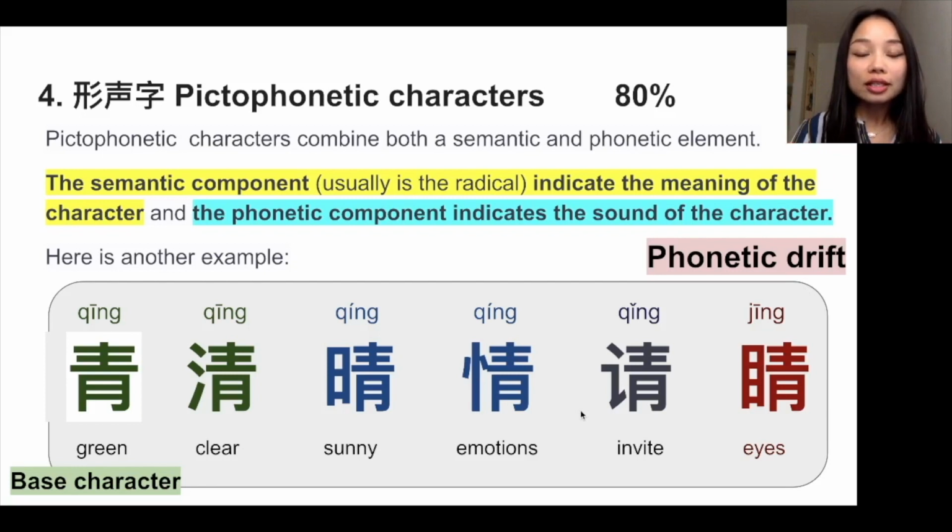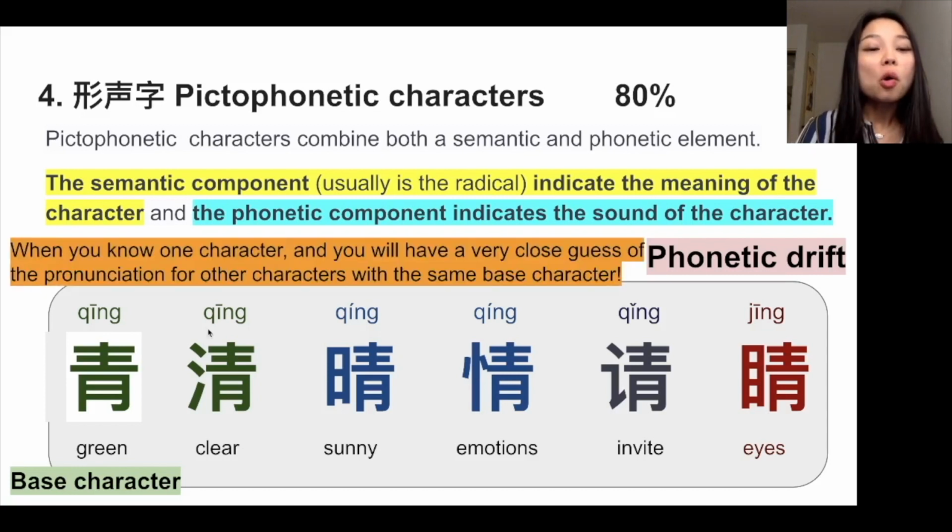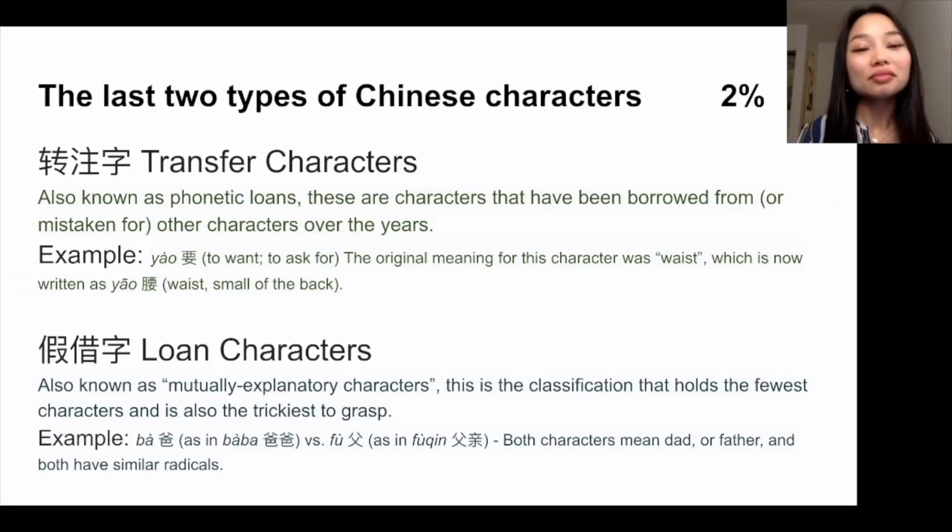So when you look at this, what's the benefit of knowing what type the Picto-phonetic characters are? Because when you know one character, and then you learn another one that looks quite similar with the same base character, you will have a very close guess of the pronunciation of the character. So that's how you can learn it in a very systematic and efficient way as well.